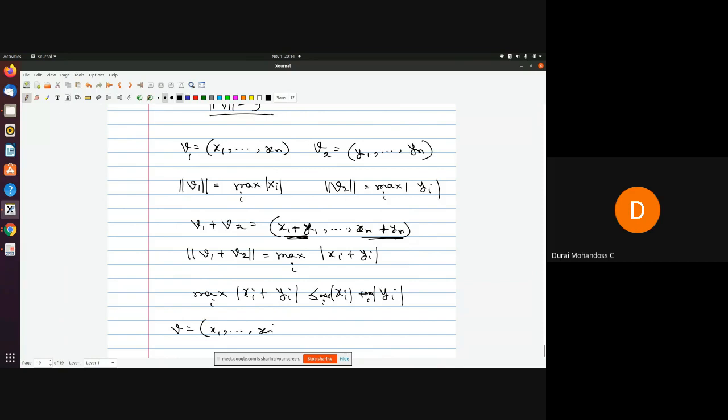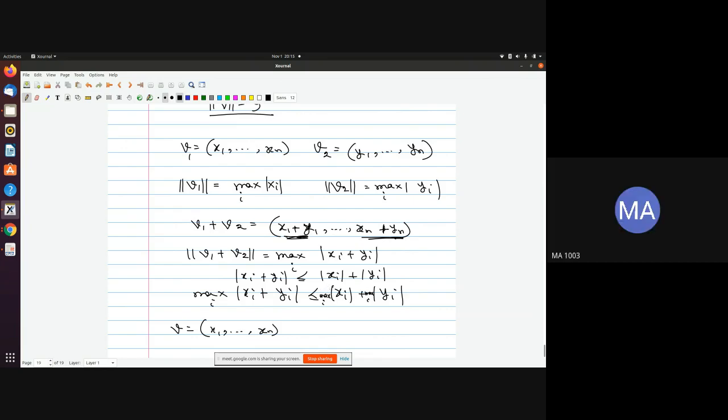Sir, I didn't get this: max of mod of xi plus yi is always less than max of x. Because mod of xi plus yi is always less than or equal to mod of xi plus mod of yi, right? That is just the triangle inequality of modulus.